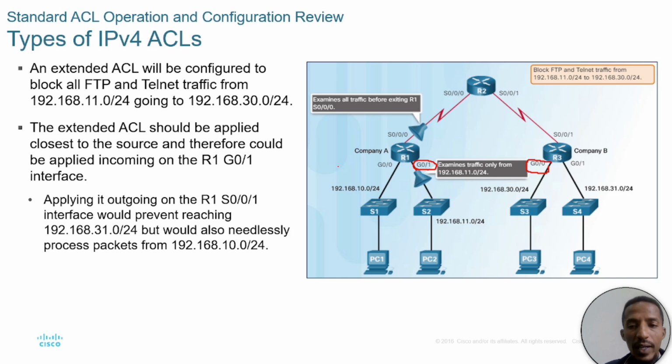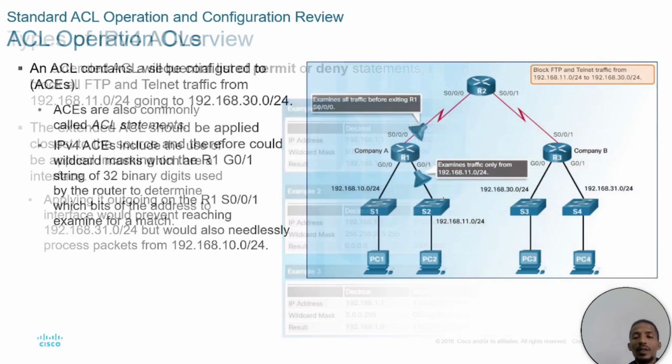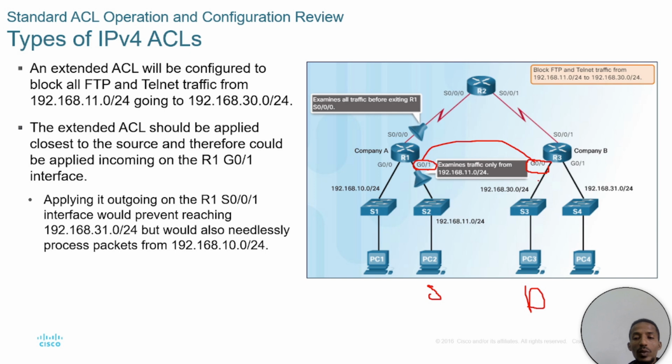But in the case of the extended one, you implement it nearer to the source. So this is the source, this is the destination. You need to differentiate where you implement it based on these two. So what did we implement here? Extended, because this is the source. And where did we implement it here? The standard one, because this is the destination.